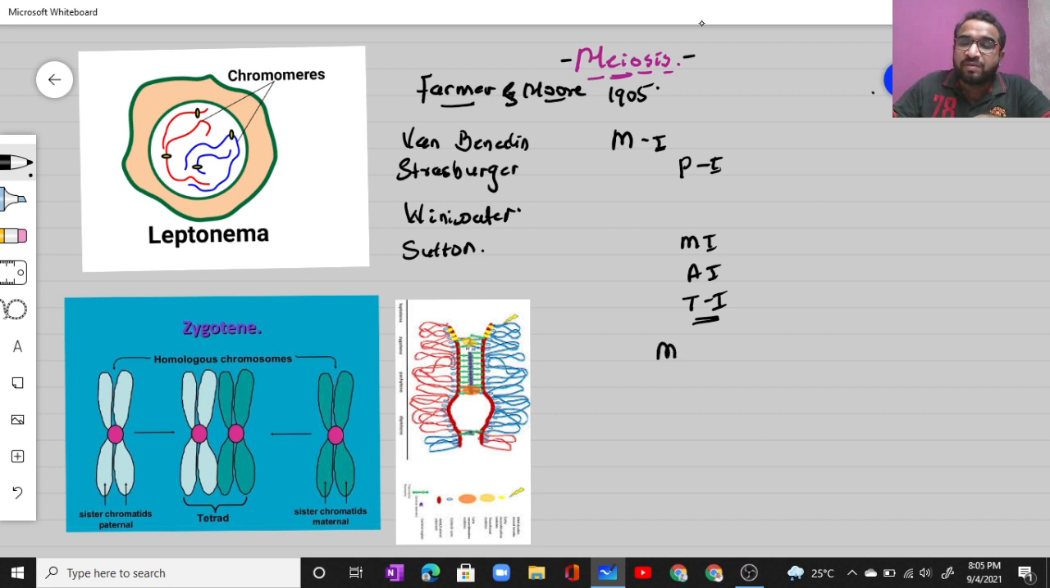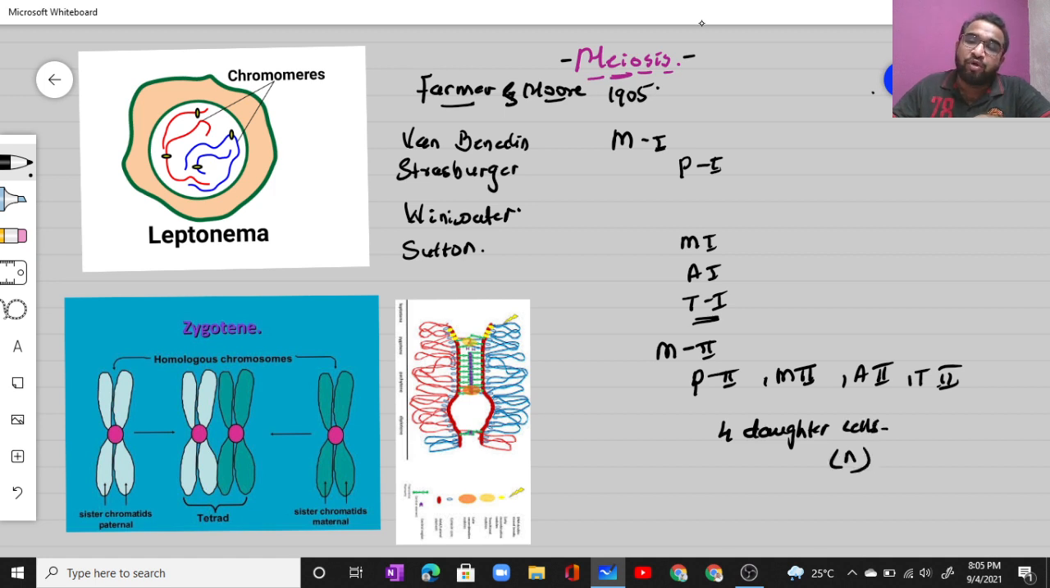Then when we will discuss about meiosis 2, we have to study the phases like prophase 2, then there will be metaphase 2, then anaphase 2, and then telophase 2, which will be followed by cytokinesis. And what we have to remember here is that once the complete meiosis process takes place, four daughter cells are formed, and all of these are going to be haploid in nature, right? So these are some of the things that we have to keep in mind when we talk about the meiosis.